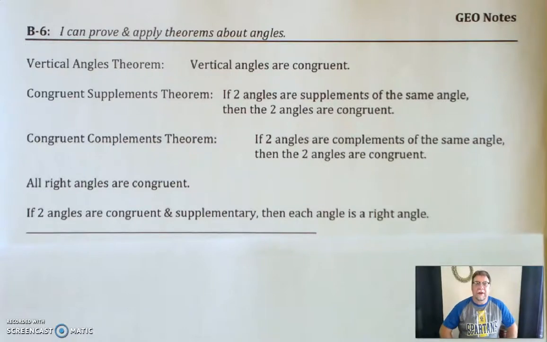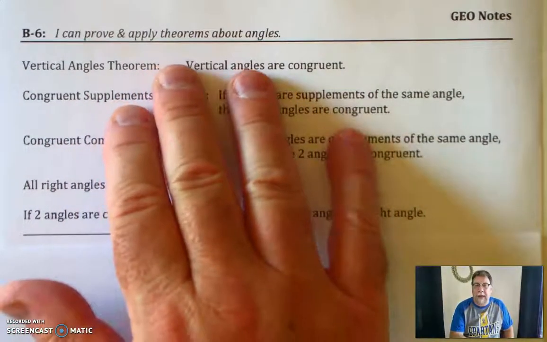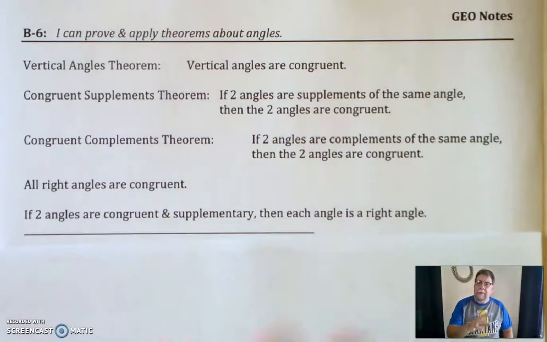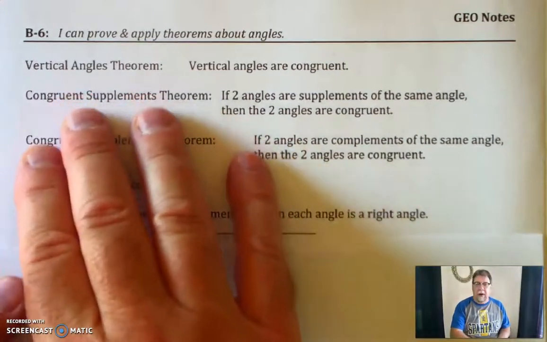This is our last section in Unit B, our notes for B-6. I can prove and apply theorems about angles. We want to start building your arsenal of reasons for your two-column proofs, the reasons you will use in those proofs. So I'm going to give you some here.